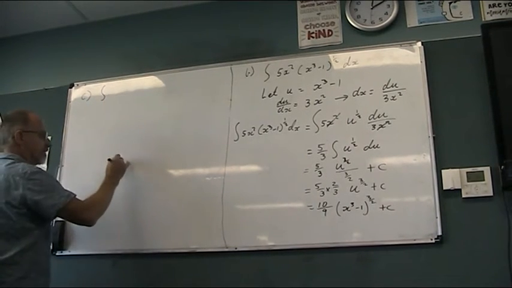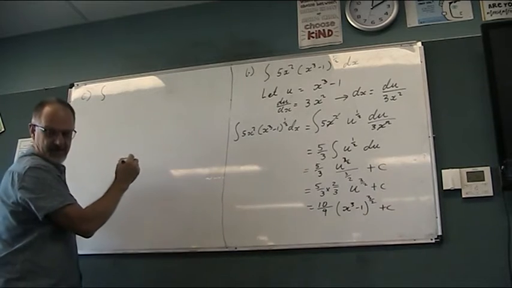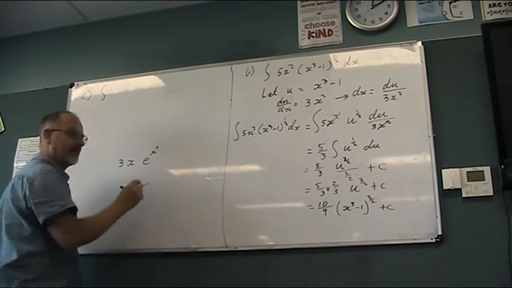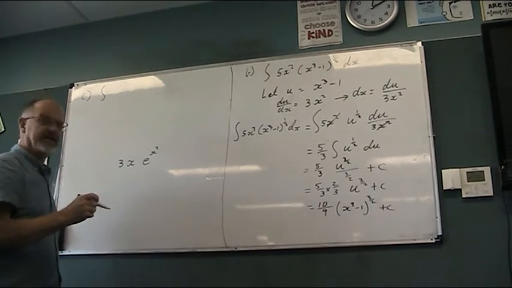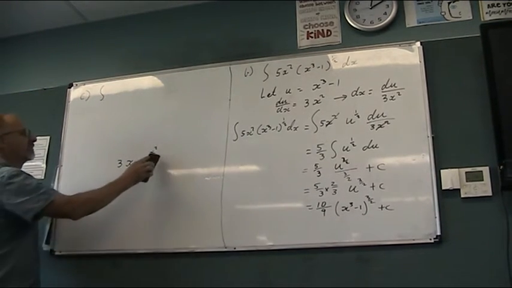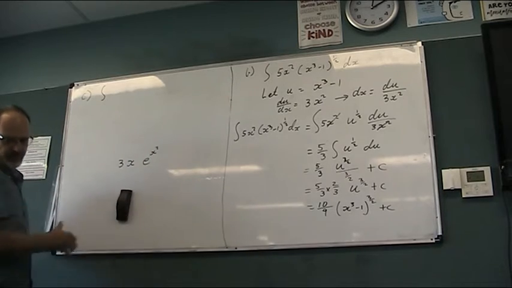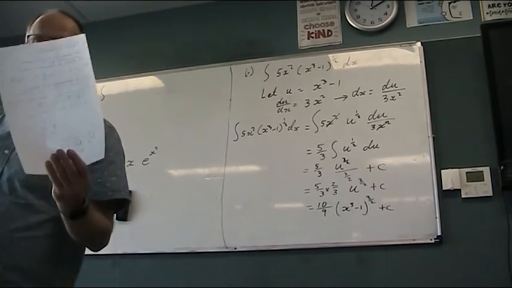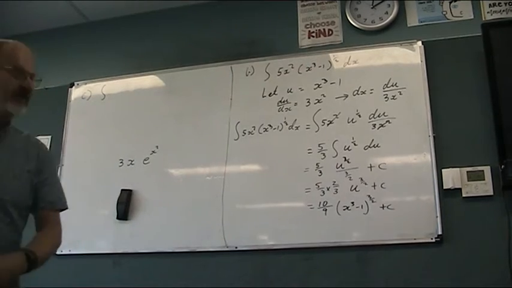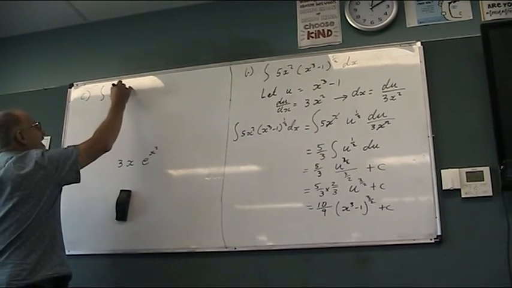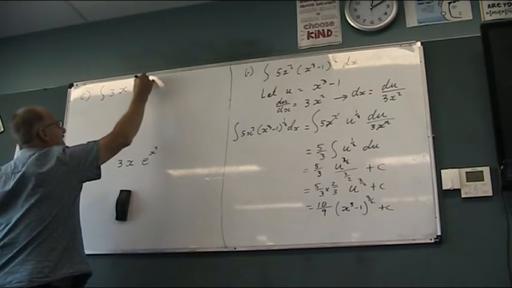What did I write? Did I write 3x? What did I write? e to the x or e to the x squared? Should be e to the x squared. Sorry, that's what I should have written. Yep, there's a square there. Sorry. Right, so we've got to anti-differentiate 3x e to the x squared.